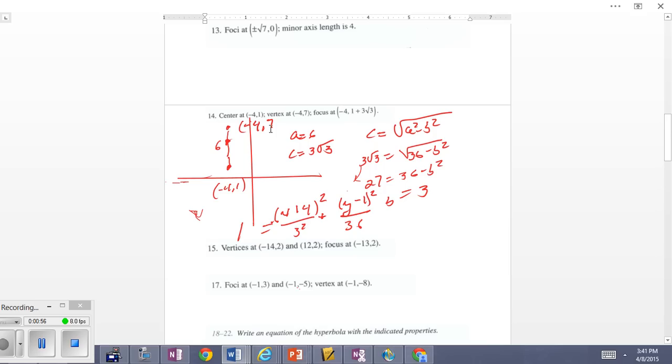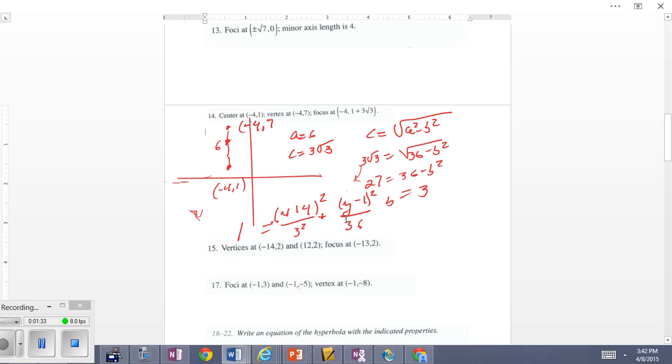I've got my focus at, as you can see here, -4, 1 plus 3√3. So the focus is 3√3 units above the center, which places my C value at 3√3. It being an ellipse, it will fall into the focus equation: C equals the square root of A squared minus B squared. The only thing unknown there is B. So I solve that and find that B is 3.